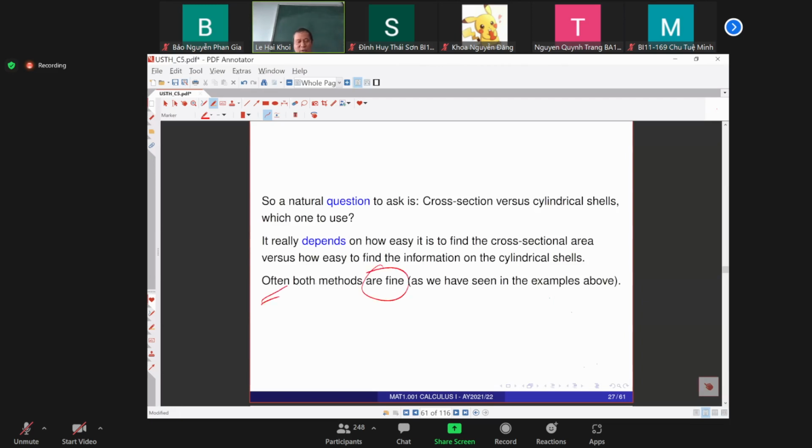So often, both methods are the same. In the example above, you can even use the cross-section, right? So such a thing is very interesting for computing volume, especially the volume of a rotating region. A region rotating about either of two axes, you have different formulas to work on, and unless you are required to use a specific method, you can use whatever you want.